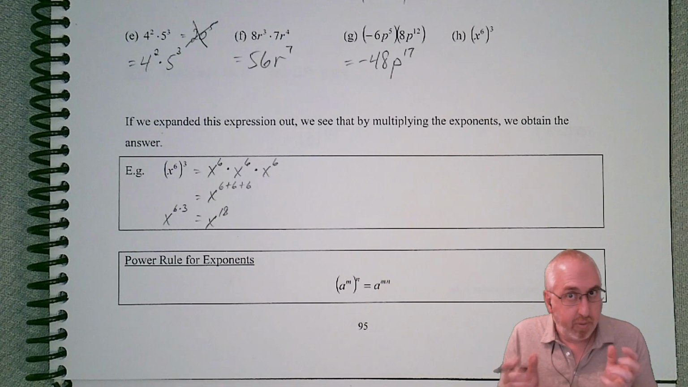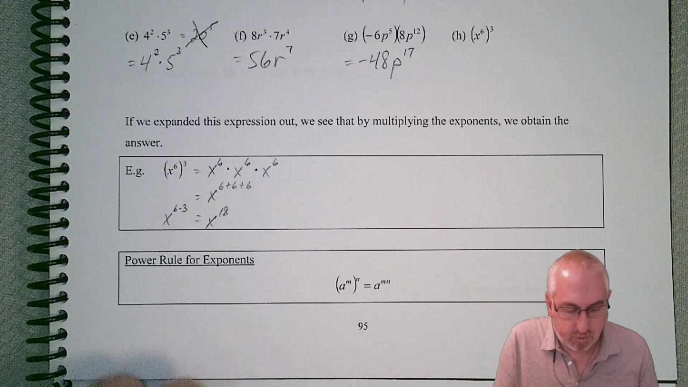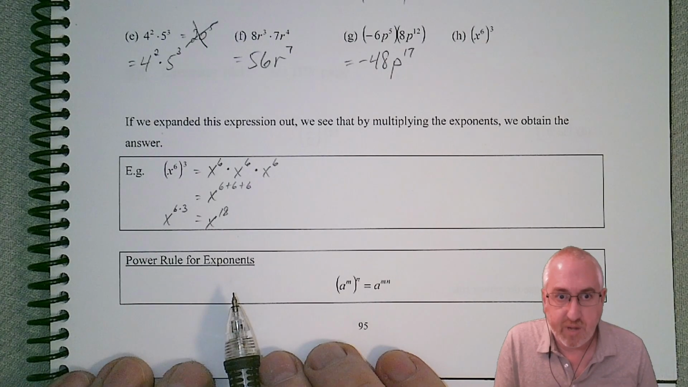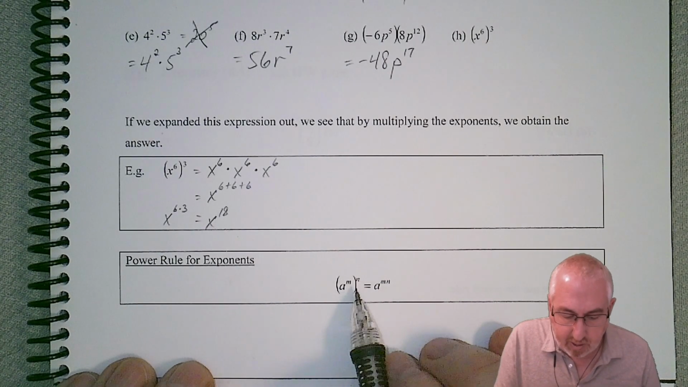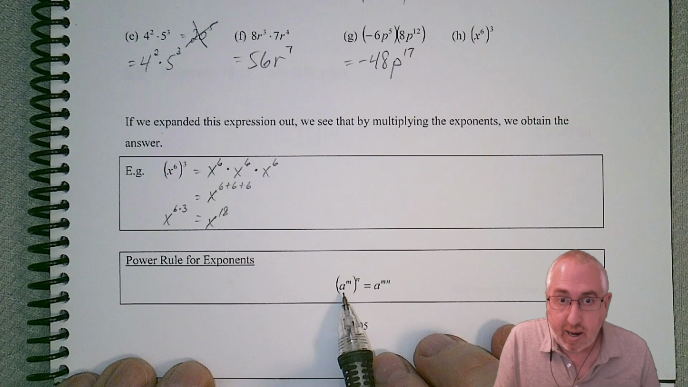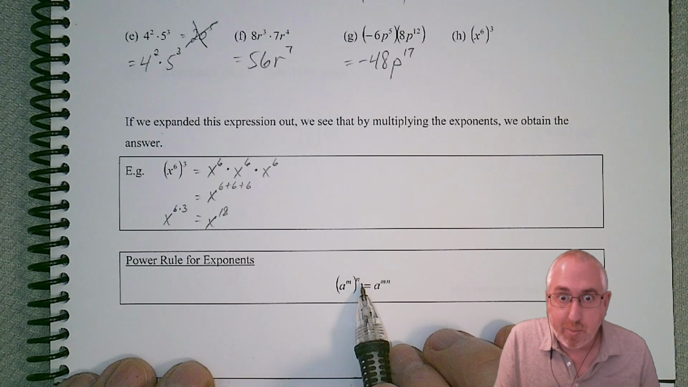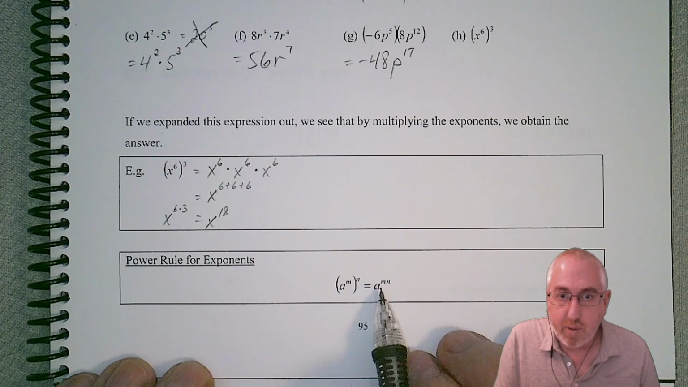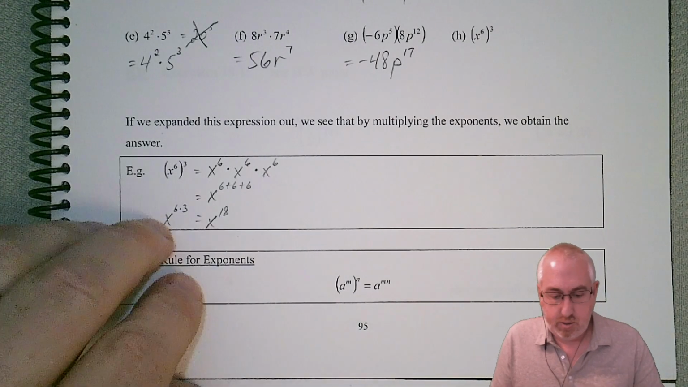Now there's going to be a couple of layers to the power rule, but this is the first layer and probably the most important one. So anytime you have something with an exponent inside with an exponent on the outside of the parentheses, we're always going to be multiplying those together. So let's try this one out.